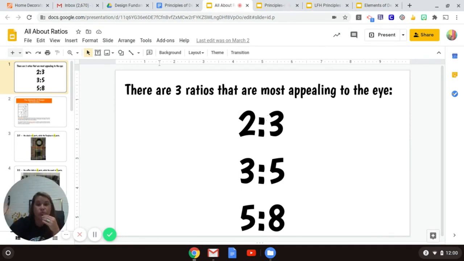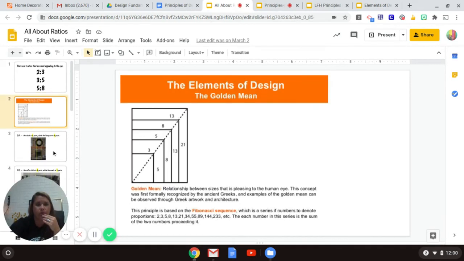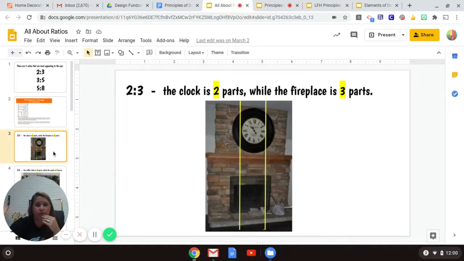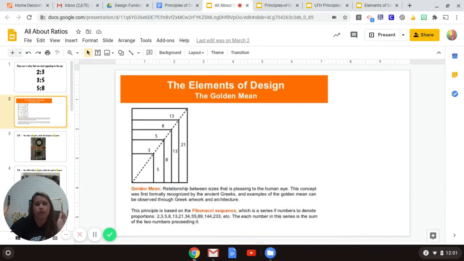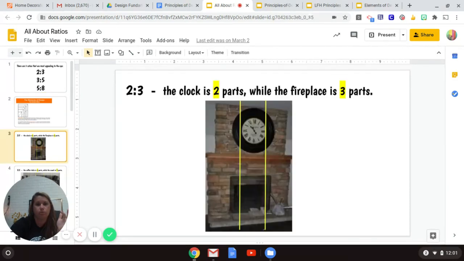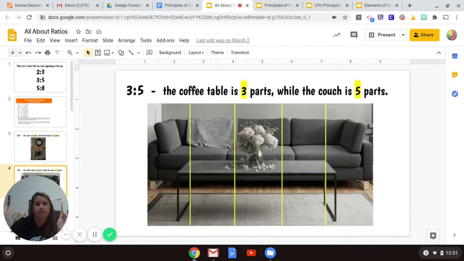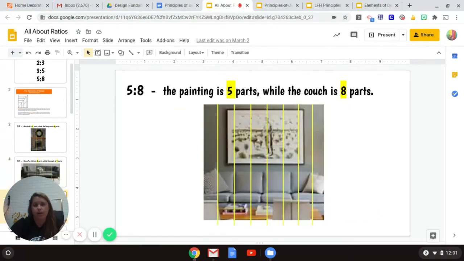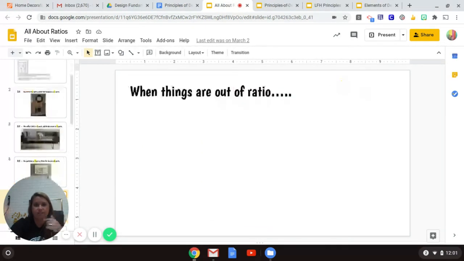Last one is this ratio thing. We'll go through them quickly. I won't go through all of them though. Okay, here's some lines just kind of showing like 2 to 3 parts. Same thing with this couch and coffee table: 3 lines to 5 parts, 5 to 8.